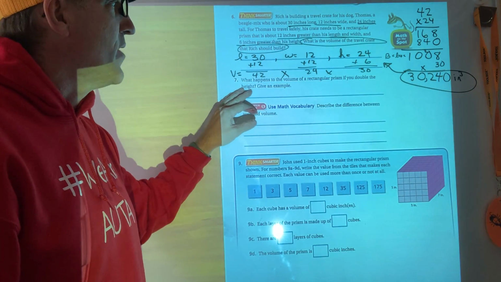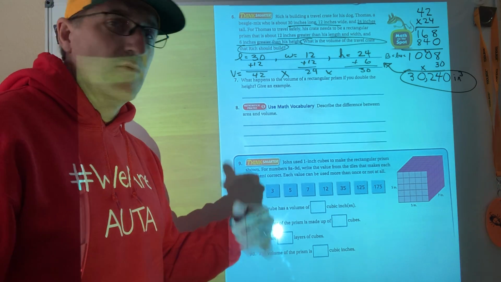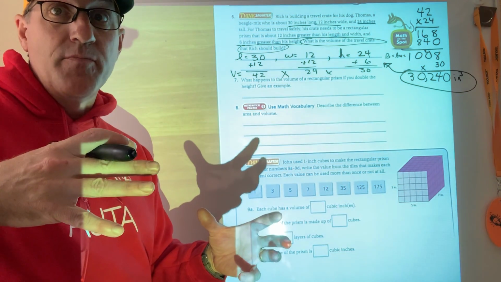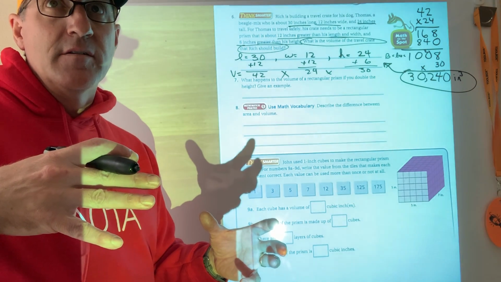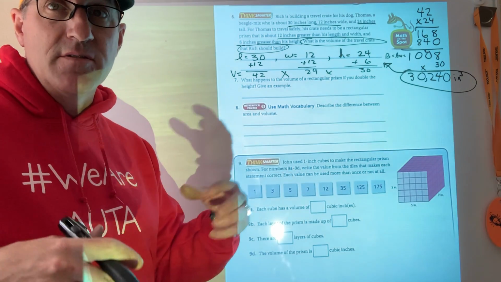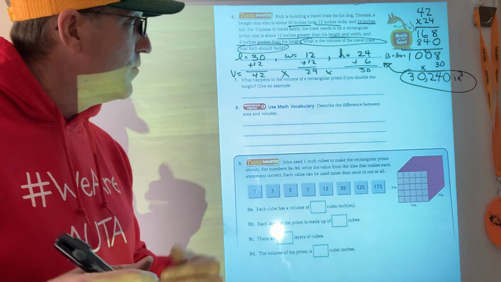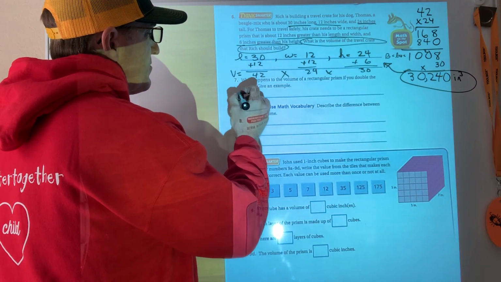All right. What happens to the volume of a rectangular prism if you double the height? What do you think is going to happen? If I double the height, what will it do to the volume? So guess, is it going to double it, quadruple it, triple it, what? If you don't know, the best thing to do is go, well, let's try one.